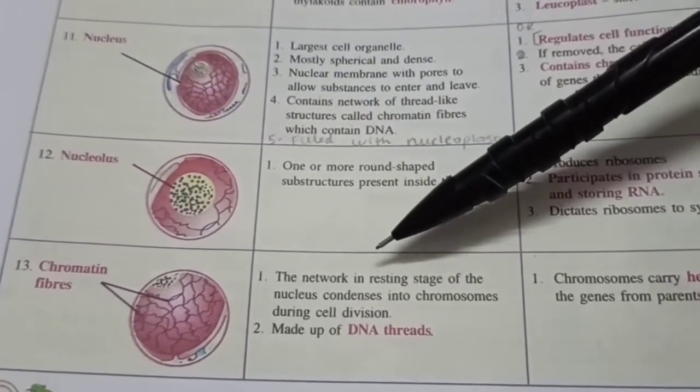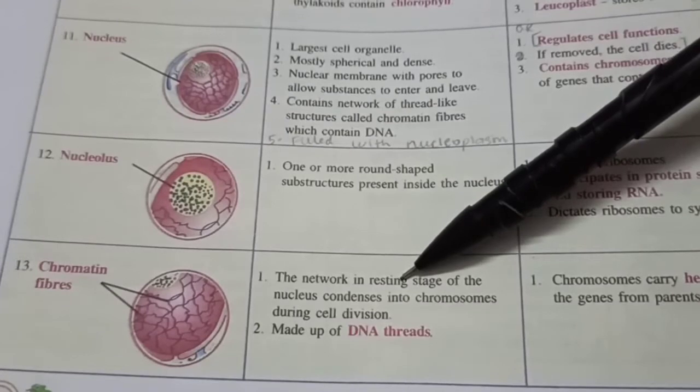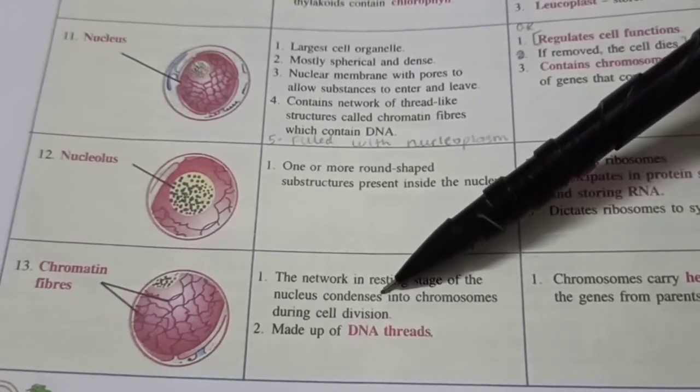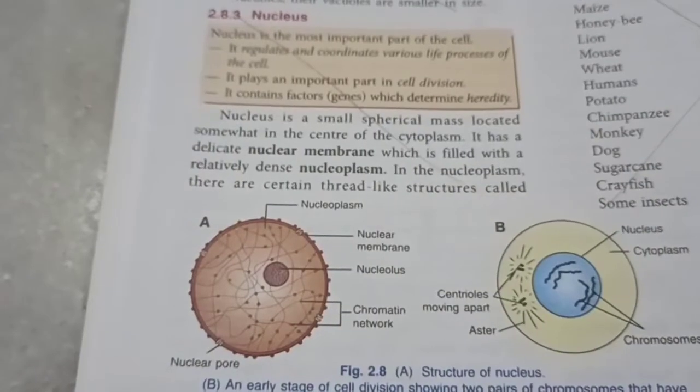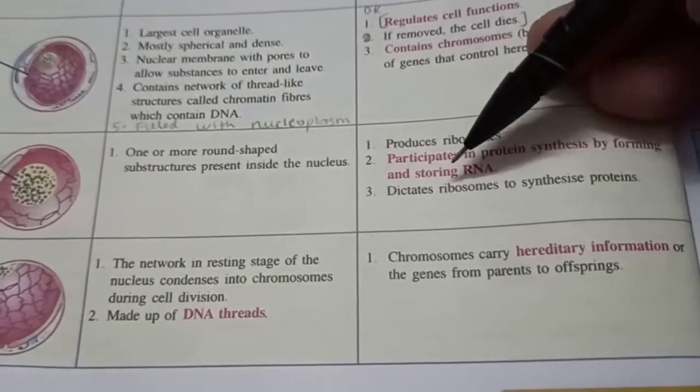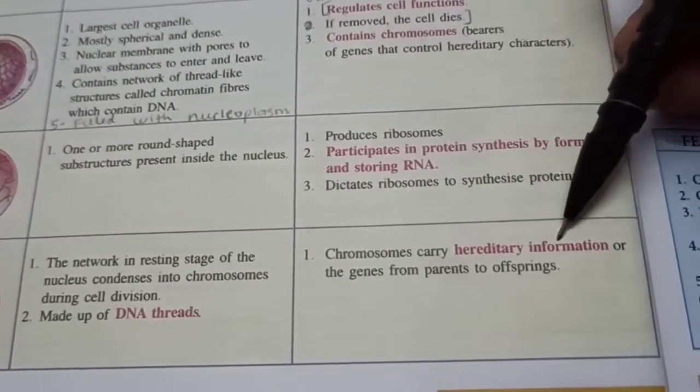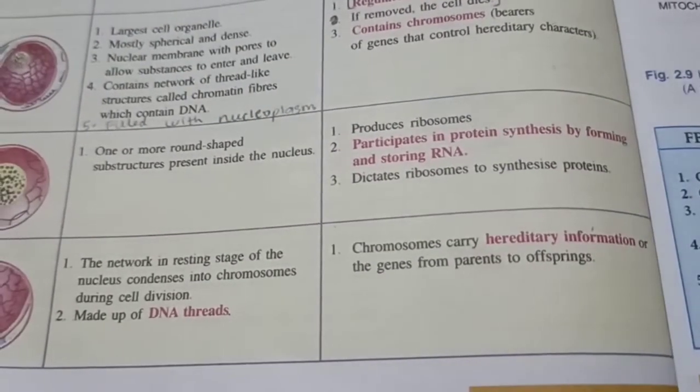Chromatin fibers. Well, during the resting stage, they are chromatin fibers, but during cell division, they condense to form chromosomes, and then they look something like this. Here, the chromosomes. Function, well, as I said, they have the genetic information which is passed from parents to offsprings.